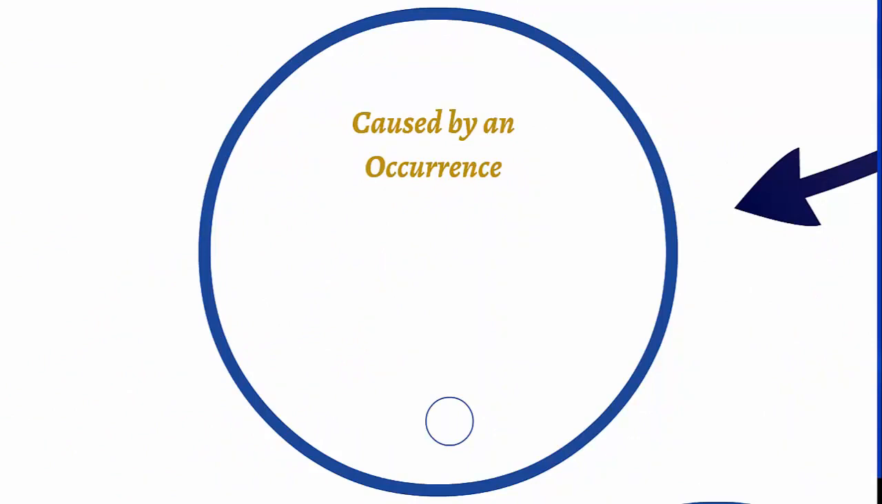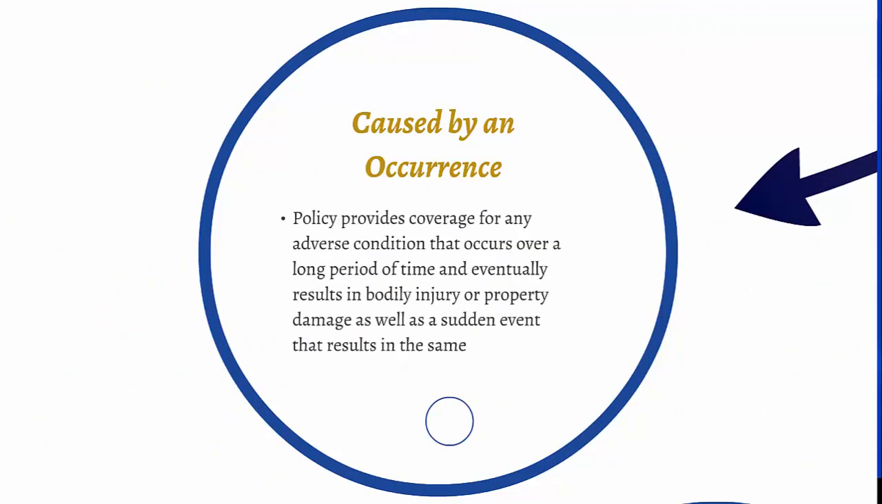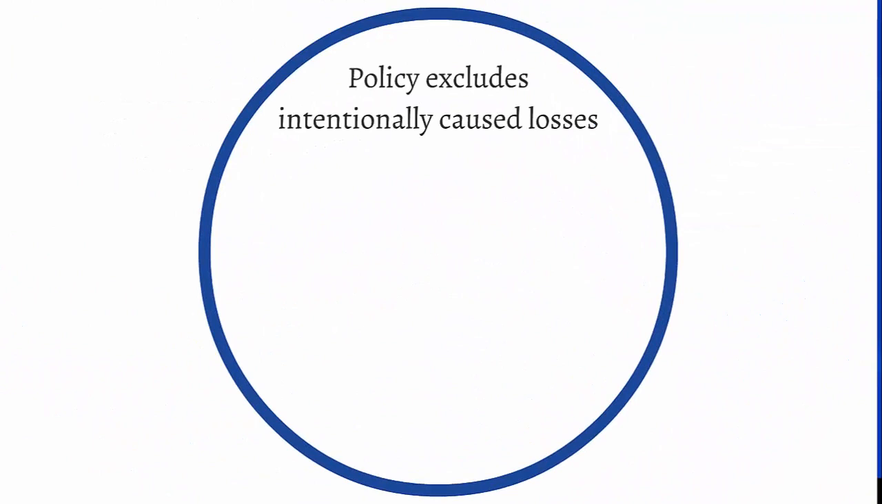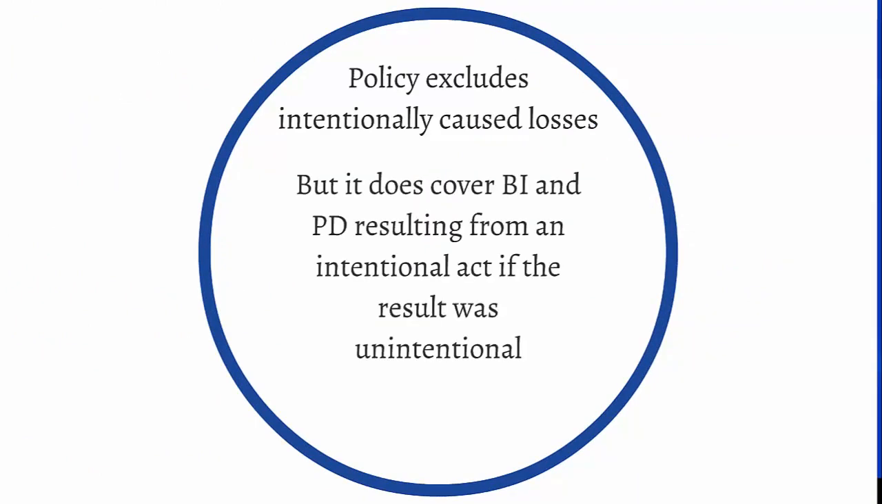First, let's look at caused by an occurrence. The policy provides coverage for any adverse condition that occurs over a long period of time and eventually results in bodily injury or property damage, as well as a sudden event that results in the same. So, for example, a loss could be caused by pollution that occurs and damages property or does bodily harm to another person over a long period of time, or it could be a sudden event like an explosion at a factory.